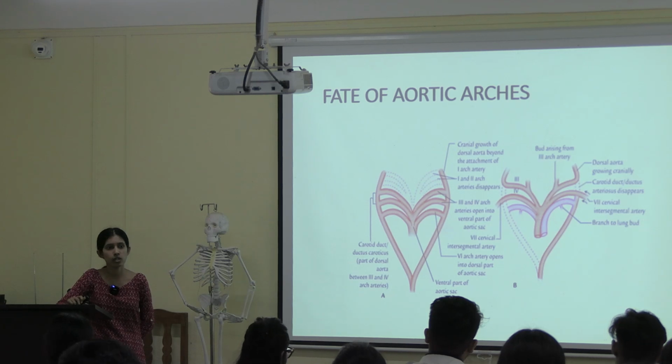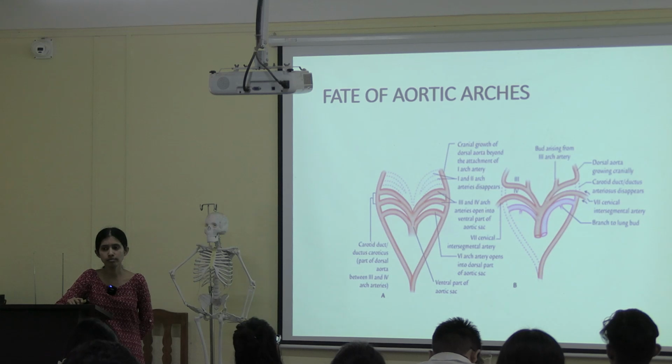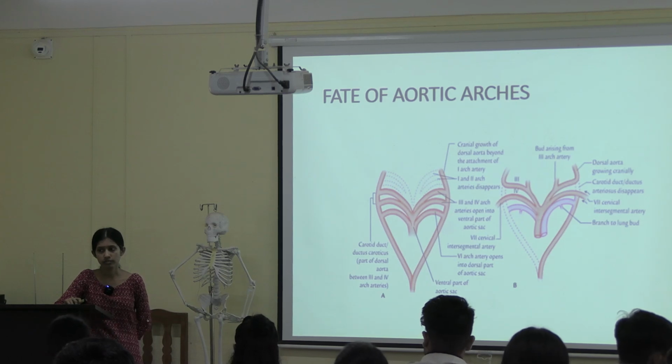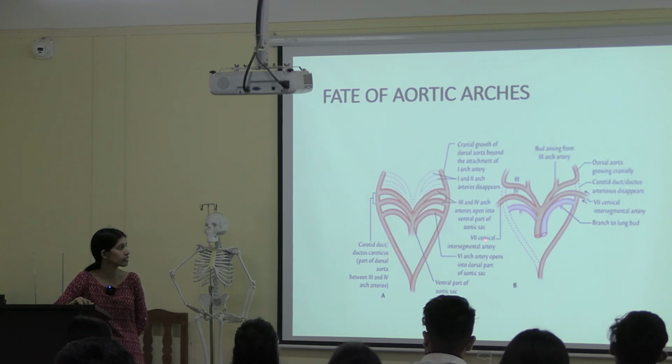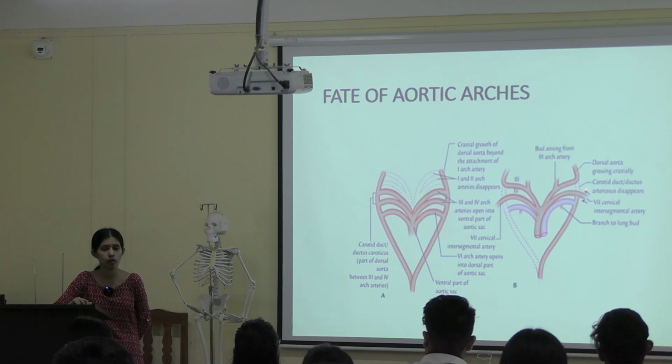So, what are the derivatives of the 4th aortic arch? On the right side, it forms the right subclavian artery from the 4th aortic arch artery plus the 7th cervical intersegmental artery. What about the left side? We have the arch of aorta and the left subclavian artery. How is the arch of aorta formed?